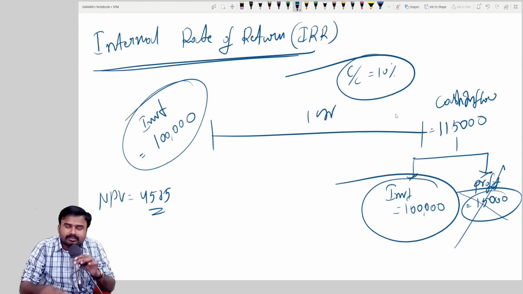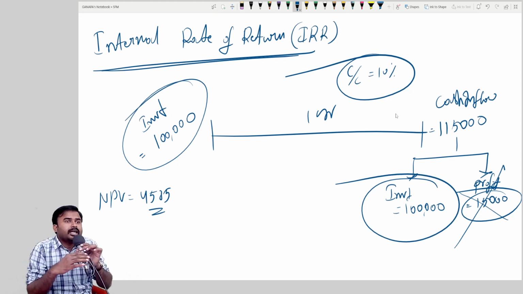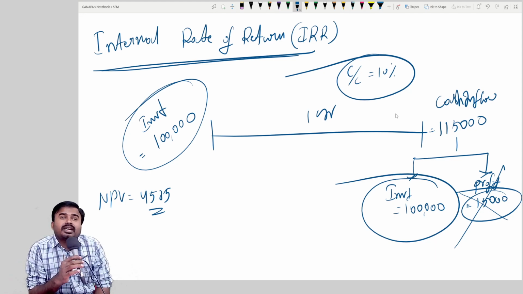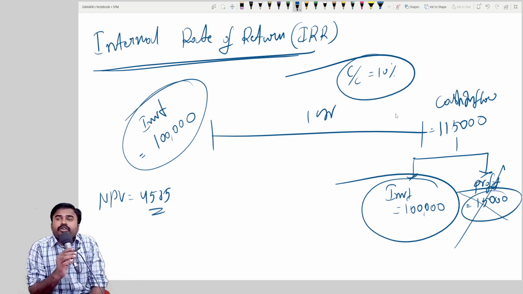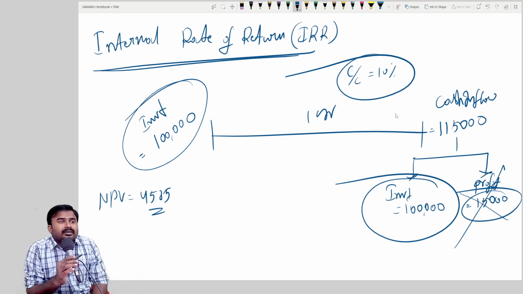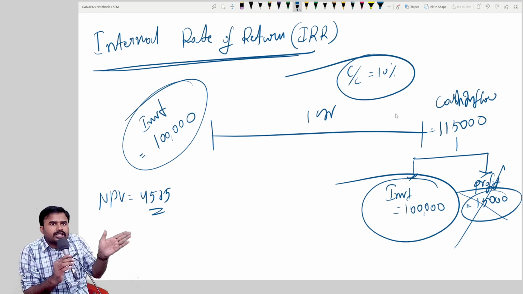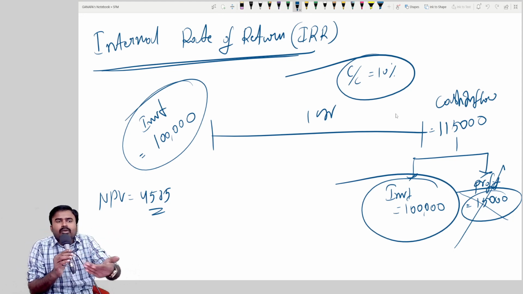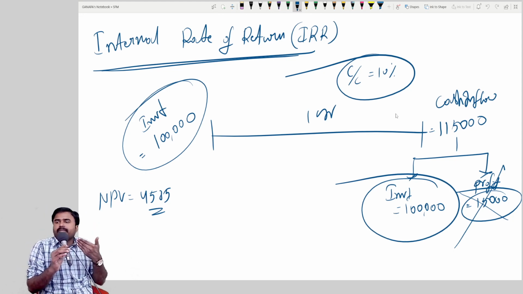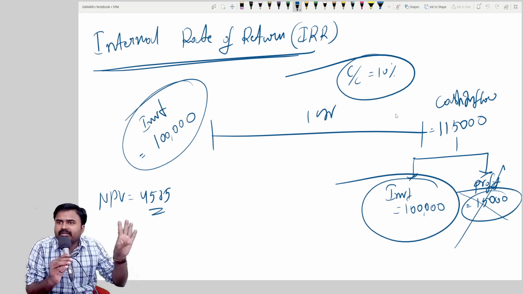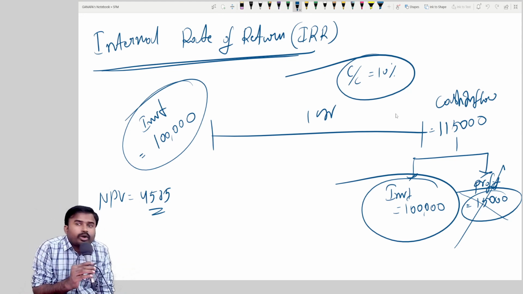Then what will I get? That means if you can discount your future cash inflows at IRR, then the profit portion in the future cash inflows will be fully eliminated. Then whatever the present value of cash inflow I'm getting should be equal to my investment. What do you say?